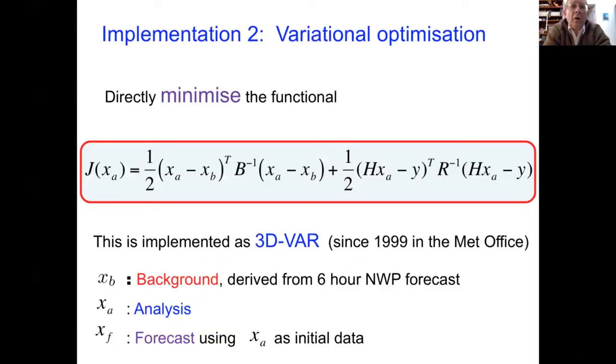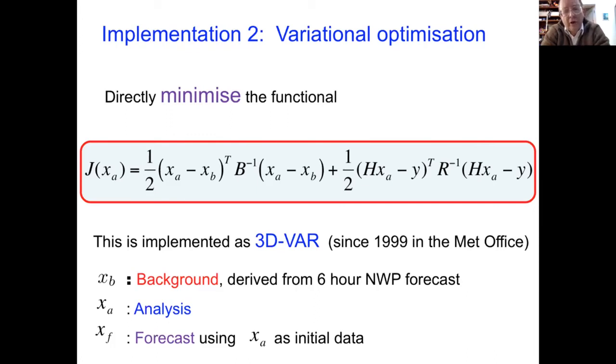The alternative way of doing data assimilation, rather than using the Kalman filter method, is to go directly into the optimization problem and minimize the functional directly, the J function. And to do that, you use some sort of optimization method. And again, you can't afford to be anything very fancy in meteorological work, so you have to use fairly straightforward optimization methods which are quick to implement.